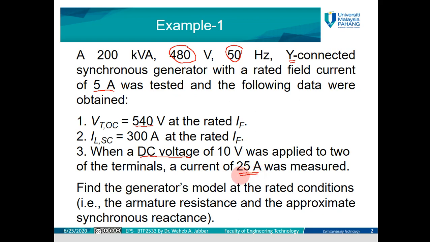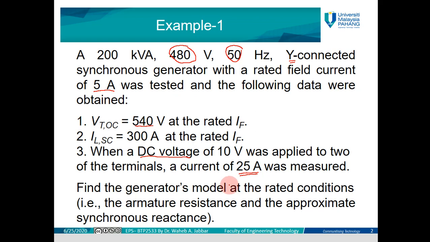This current comes from the DC test. We apply 10 volt, we got a current of 25, so it's easy for us to calculate the value of RA, because we have the voltage and the current, we can apply Ohm's law, but we need to consider the connection. Is it delta or star?